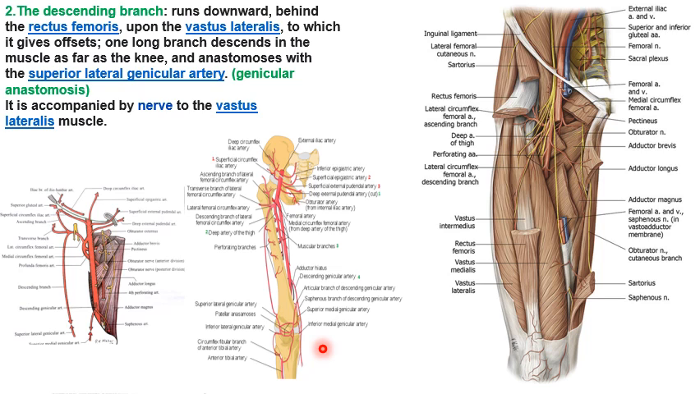So as of now, the descending branch, as it descends down, is behind the rectus femoris muscle, resting over the vastus intermedius and along the vastus lateralis. Along with the nerve to vastus lateralis, it descends down, and then it anastomoses with the superior lateral genicular artery, contributing to the genicular anastomosis, which is nothing but anastomosis around the knee joint.